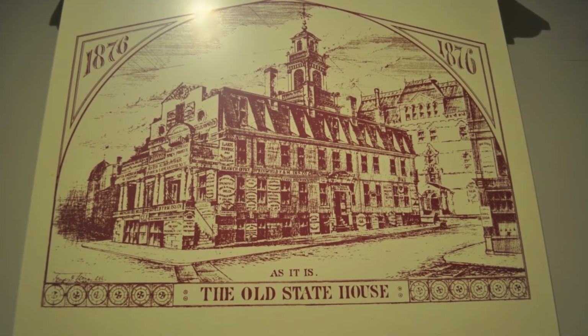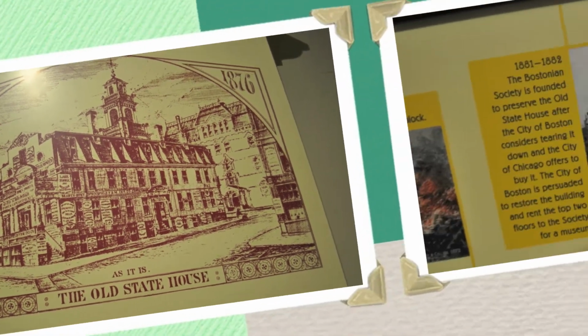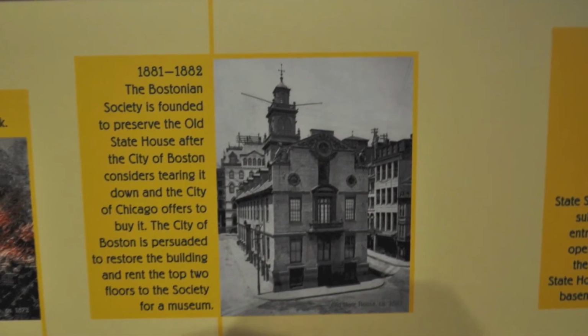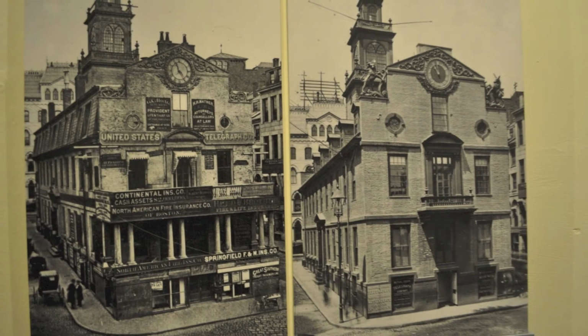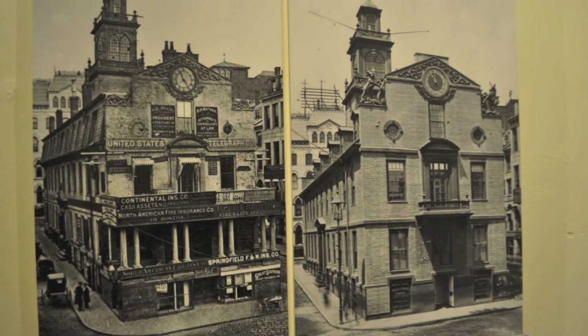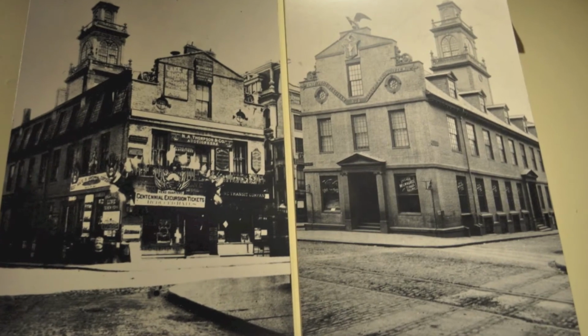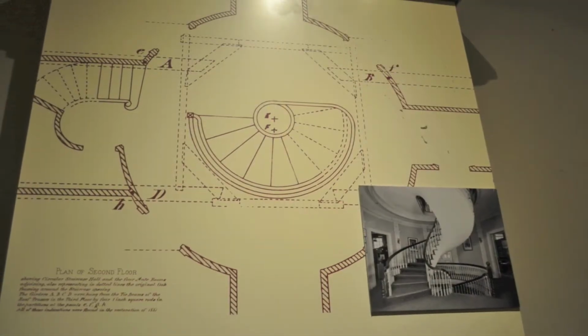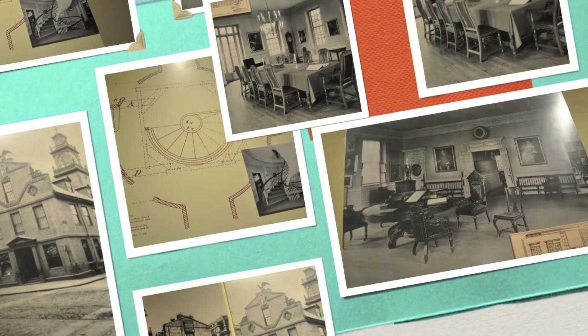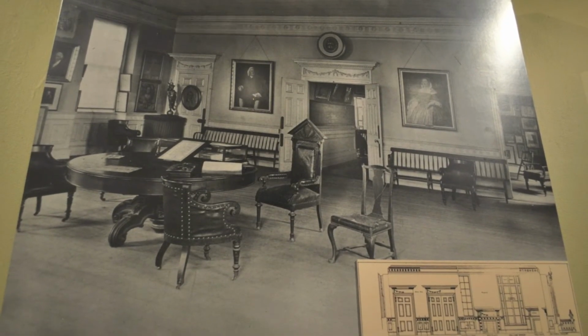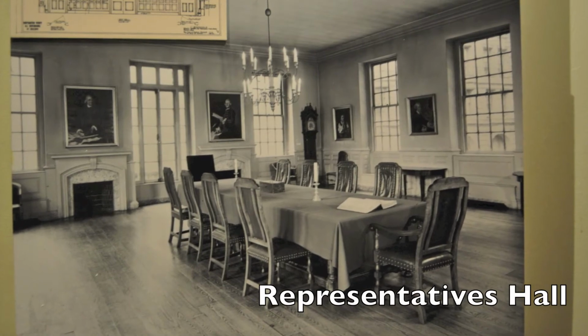In 1881, the State House underwent major renovations under the direction of the Bostonian Society, which was founded to preserve the old State House. The city of Boston actually considered tearing it down, but the Bostonian Society won out, and the second and third floor became a museum. The goal of the initial restoration, undertaken by George Clow in 1881, was to return the old State House to its 18th century appearance.